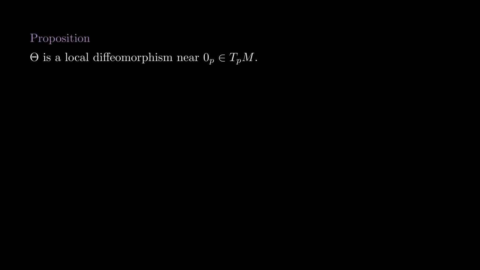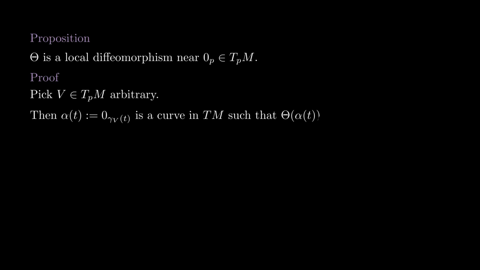We will use the inverse function theorem, so all we need to show is that the derivative of theta at this point is a linear isomorphism. Actually, since the dimensions match, we only need to show that such differential is surjective. Take an arbitrary vector v in T_pM. With it, we can construct the curve alpha in TM given by the curve of 0 vectors based at the points of gamma v. When we apply theta to alpha, we get gamma v, gamma v.